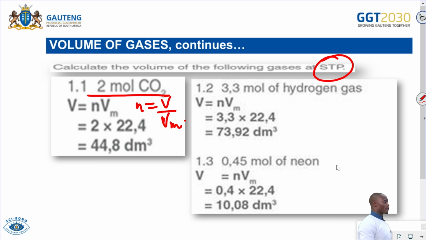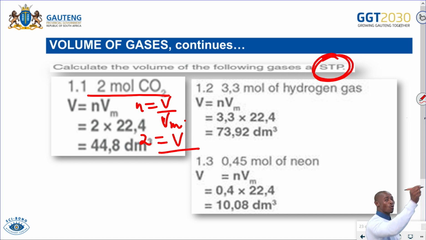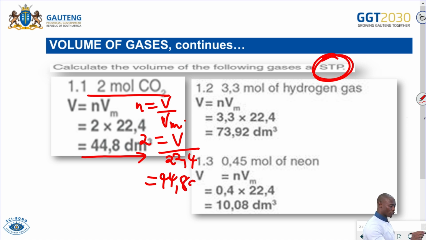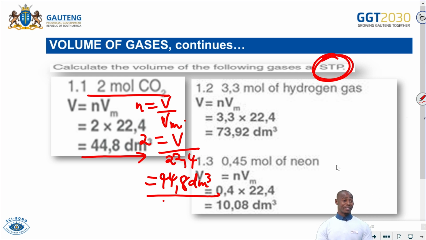We are given the number of moles. What is the number of moles? It is 2. We are looking for what? Volume. Then they're saying it is at STP. What is Vm at STP? It is 22.4. So what is 22.4 times 2? It is 44.8 what? Cubic what? Decimeters. Right. Then we can get the volume of carbon dioxide at STP with those number of moles.